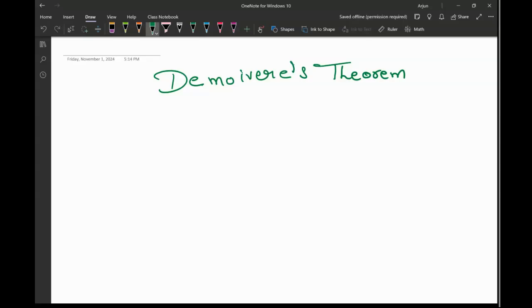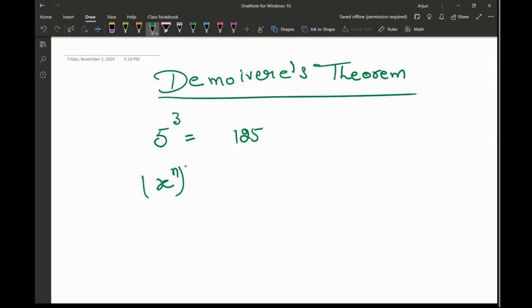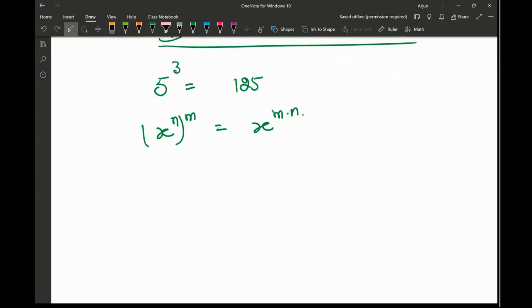Welcome back, folks. In today's class, I will be talking about De Moivre's theorem. If you can recall a little bit of exponentials, we're going to use those same functions we learned in the exponential. So if it is, for example, 5 raised to the power 3, the final answer will be 125. And if it is x raised to the power n times m, this answer will be x raised to the power m times n. This is what we're going to use.